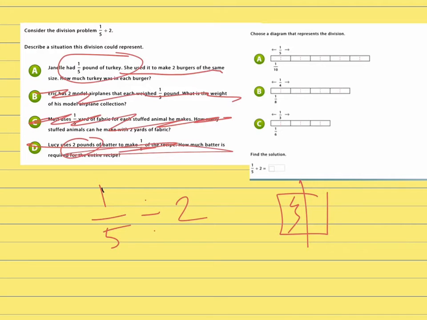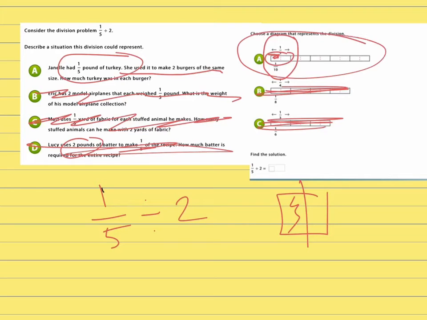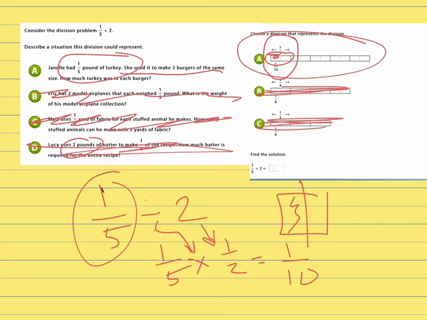So which one looks like the best model here? You have 1/5 pound of turkey cut into 2. That is right there, 1/10. That looks good. 1/4, that's not right, and 1/3, that's not right. So the best model is A, 1/5 split into 2 pieces. And if you do the keep change flip, you have 1/5 times 1/2, and that equals 1/10. So that's the keep, and that's the change, and that's the flip to the inverse operation, an inverse number. So you end up with 1/10.